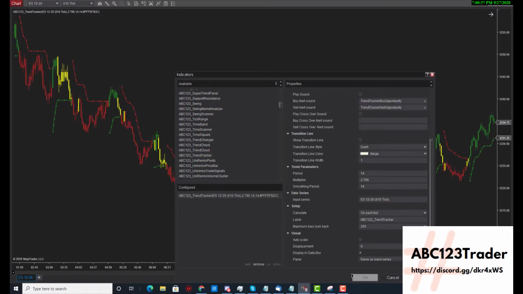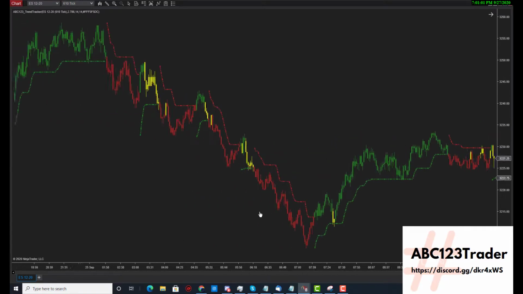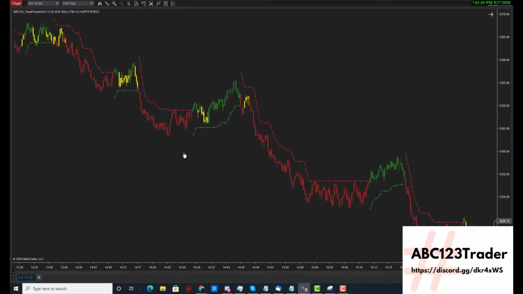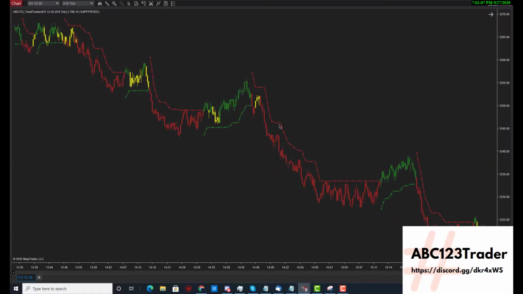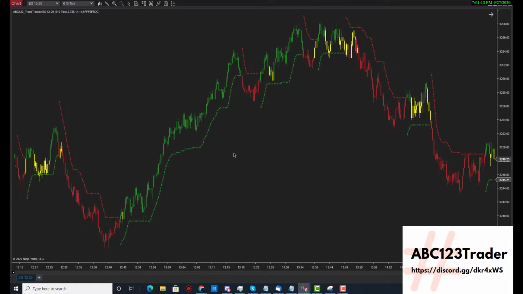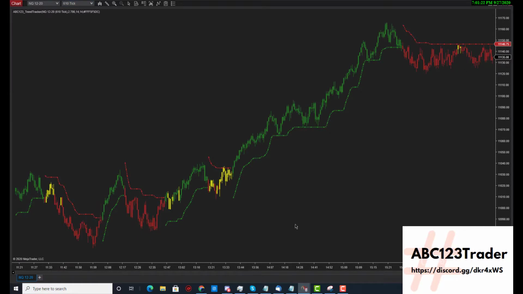Okay, so one of the keys of using the Trend Tracker indicator is, once you start getting into a trend, make sure you follow it down. But there are going to be areas of second opportunities. So for example, I'll give you a better example on the NQ. Let's do an NQ. There we go.